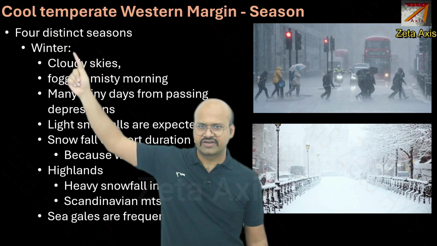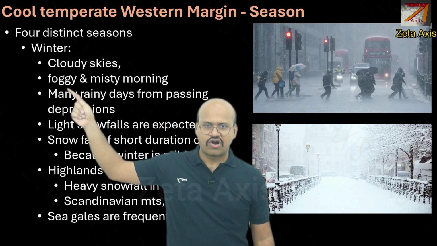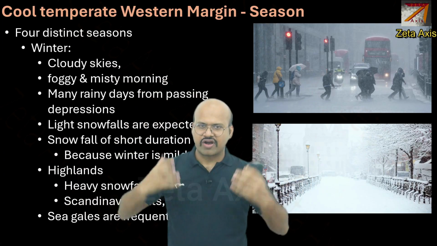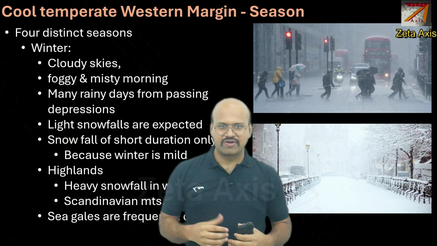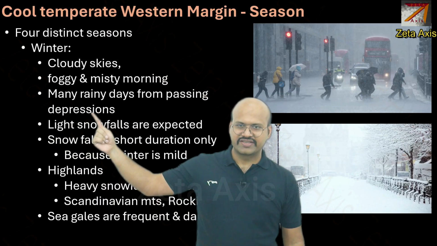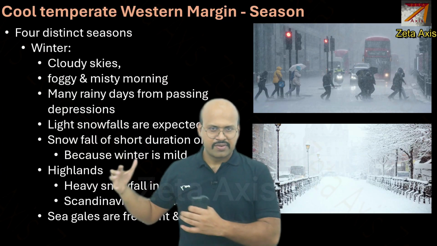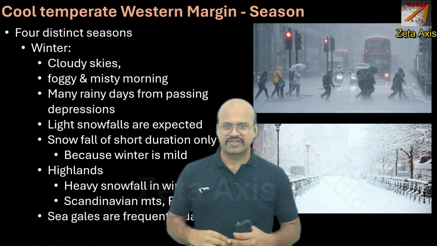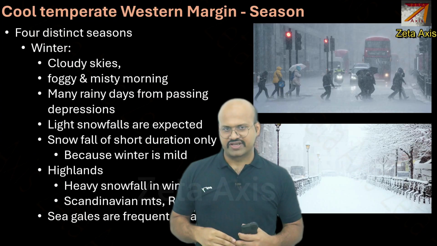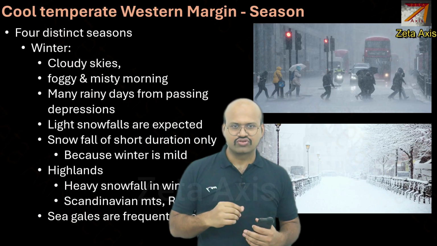First is winter: cloudy skies, foggy and misty mornings. We can see there is mist in the morning, and fog can occur because of the maritime influence as well as the cooler temperature. Many rainy days from passing depressions. So this region has passing low pressure depressions because of the extratropical cyclones or other atmospheric systems, and therefore rain continues over here.